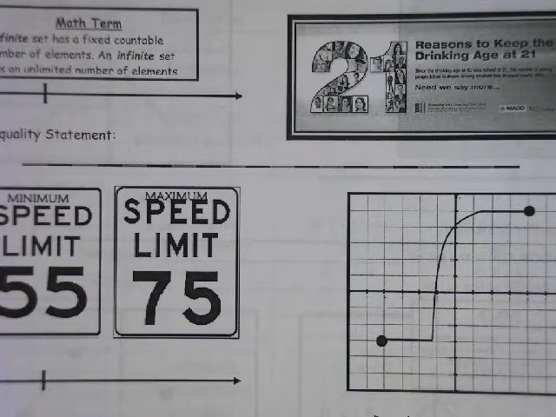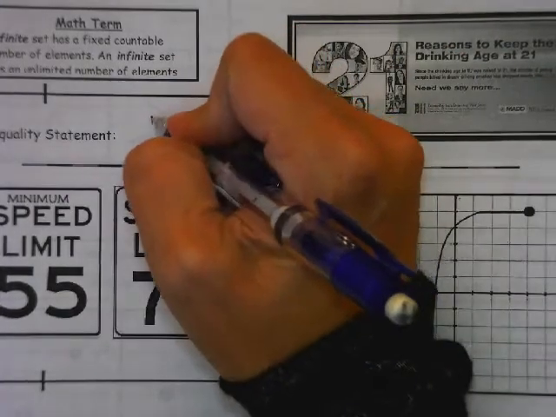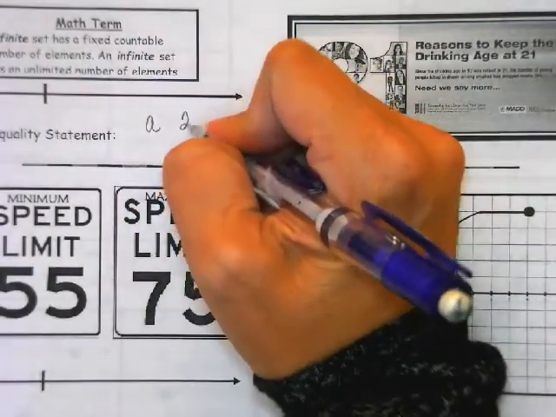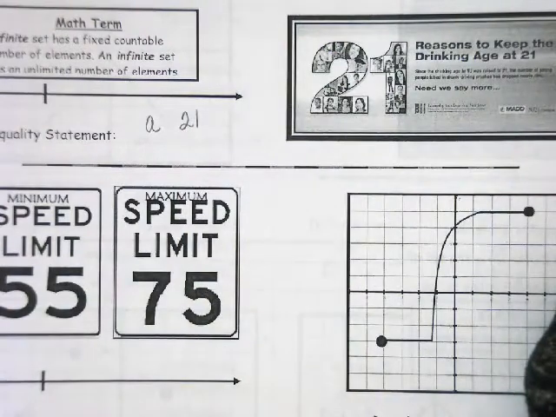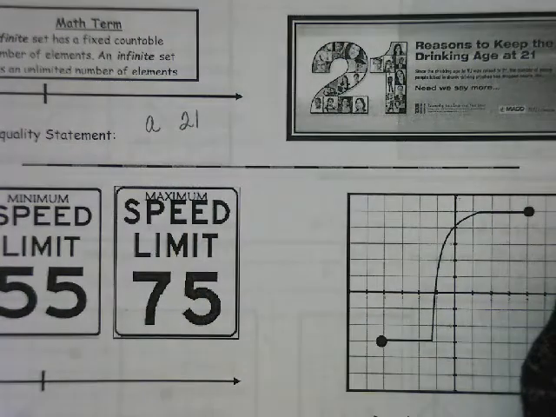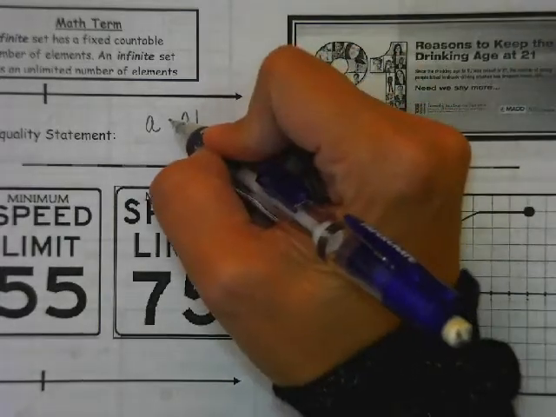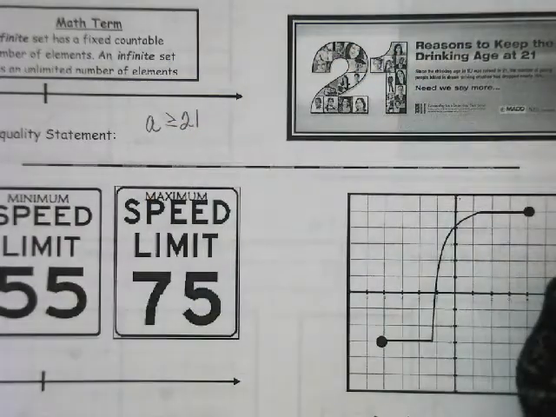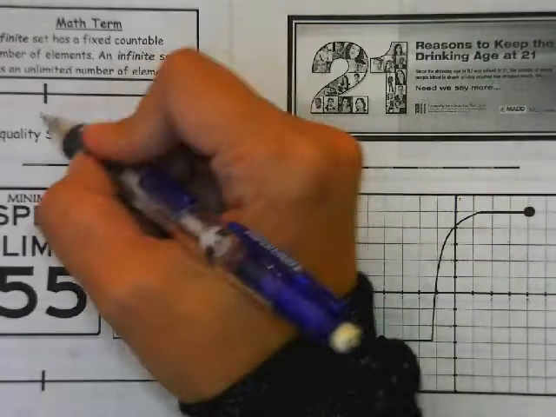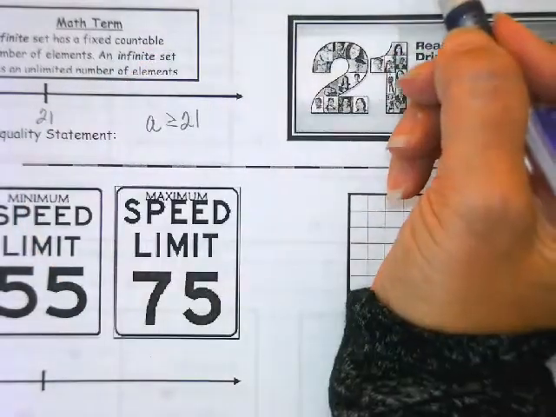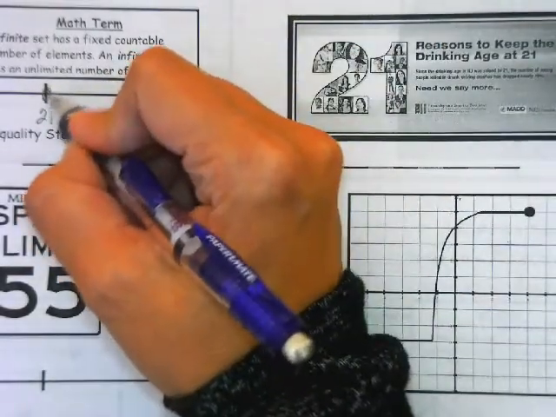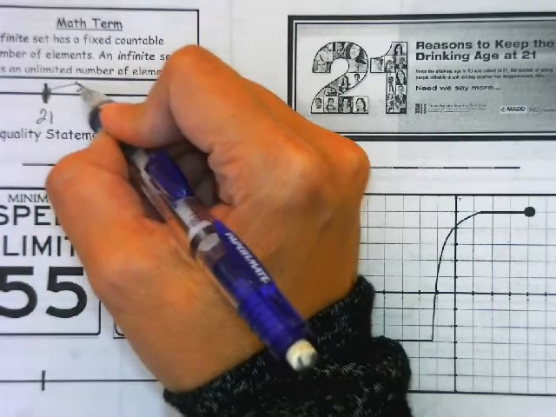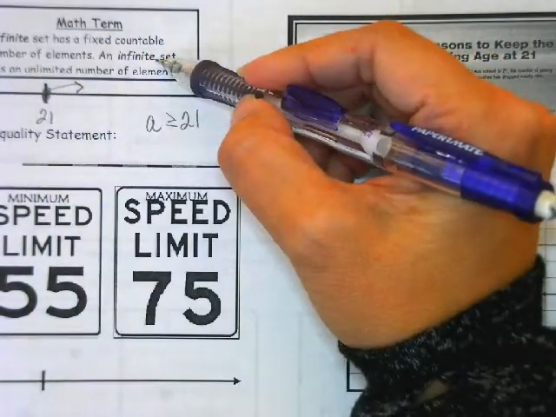So what would this look like if I'm using A for age and I'm comparing it to 21? What is my inequality symbol going to be? What does your age need to be compared to 21? Nate? Greater than or equal to. Do you agree with that? All right, so if I put that on a number line, open or closed, left or right? Right. Now, this is technically an infinite set.